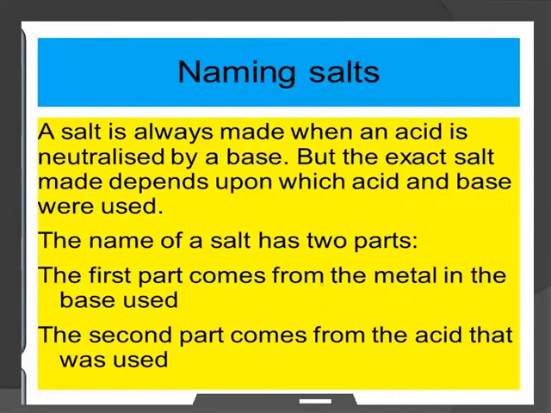Naming of salts. A salt is always made when an acid is neutralized by a base. But the exact salt formed depends upon which acid and base were used. The name of a salt usually has two parts. The first part comes from the metal which is present in the base, and the second part comes from the acid that is part of the neutralization reaction.